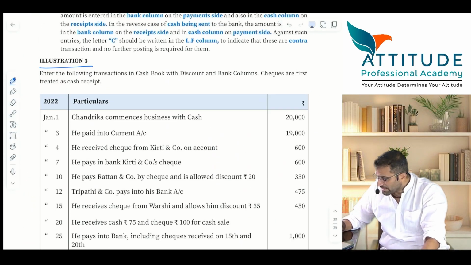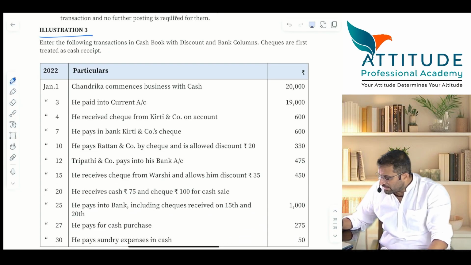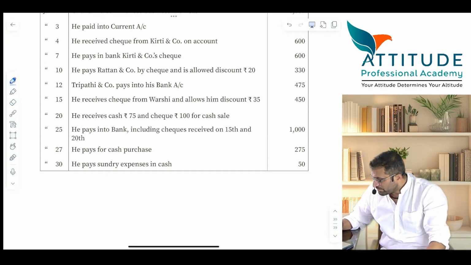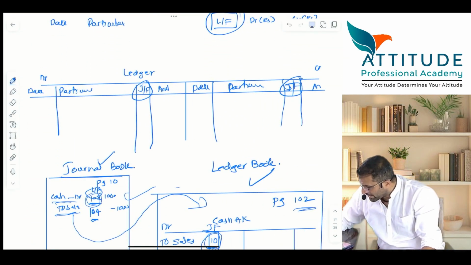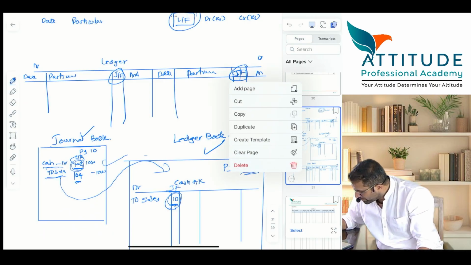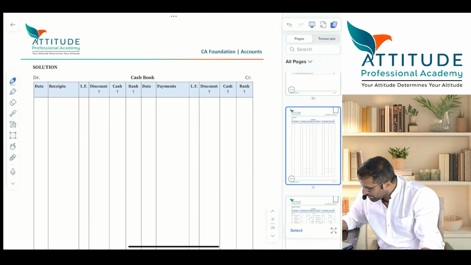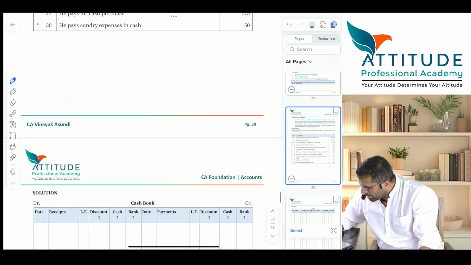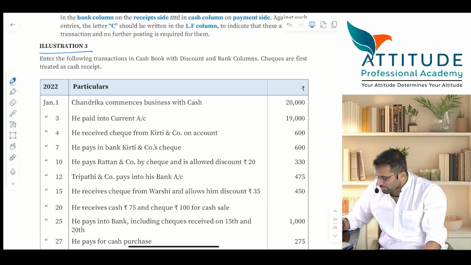Now आ जाओ इधर. Transaction number 3. Shall we proceed? Hello guys, shall we proceed? Yeah. Come down.